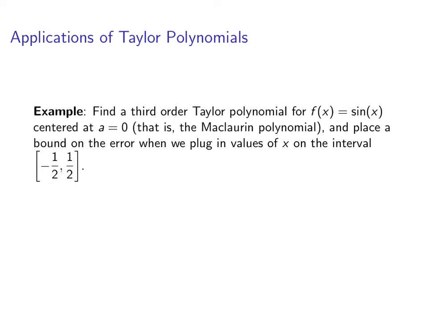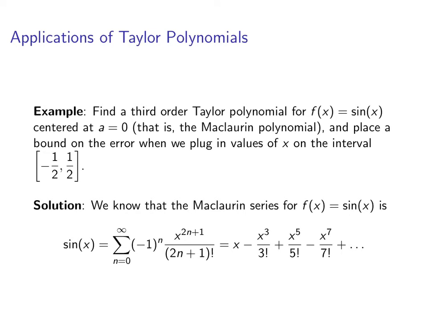Hello, calculus fans. All right, let's look at an example where we have to use Taylor's inequality. So the problem is to find a third-order Taylor polynomial for f of x equals sine x centered at a equals 0. That is to say, we're looking for the Maclaurin polynomial. And let's place a bound on the error when we plug in values of x on the interval from -1/2 to 1/2.